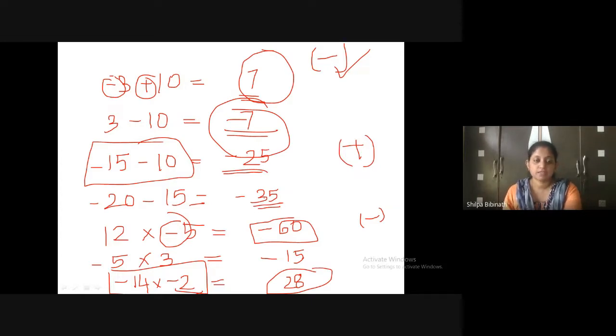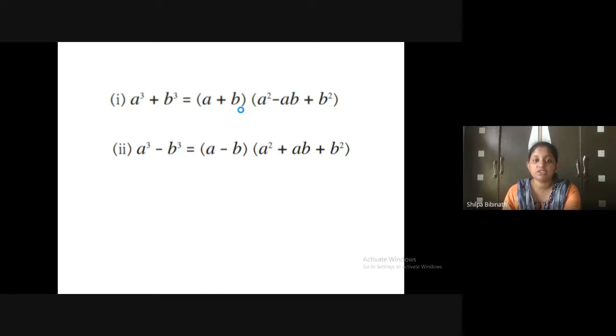Now in chapter 6, you're going to use two formulae, that is a cube plus b cube and a cube minus b cube. Here you have to be very careful with the change of sign. The formulas look similar, only a minute sign change is there. So, a cube plus b cube: in the first bracket it will be a plus b, as here it is plus. What about the next bracket? It is a square minus ab plus b square. So here it will be a minus sign in case of a cube plus b cube.